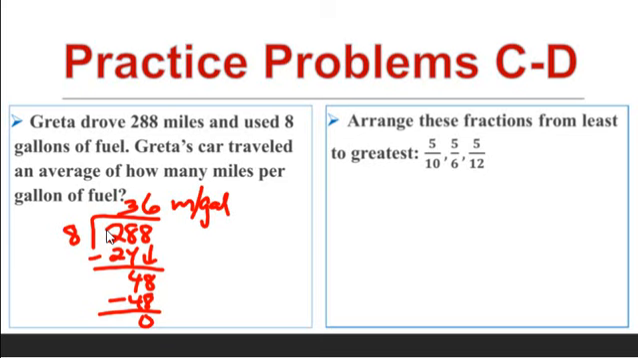And the last problem, arrange these fractions from least to greatest. Now, if we look at these fractions, they all have different denominators. So we can change those to have common denominators. Common denominator of 10, 6, and 12. Well, we know it has to end in a 0 because the only multiples of 10 all end in 0. So let's think of what we can make each of those numbers into.